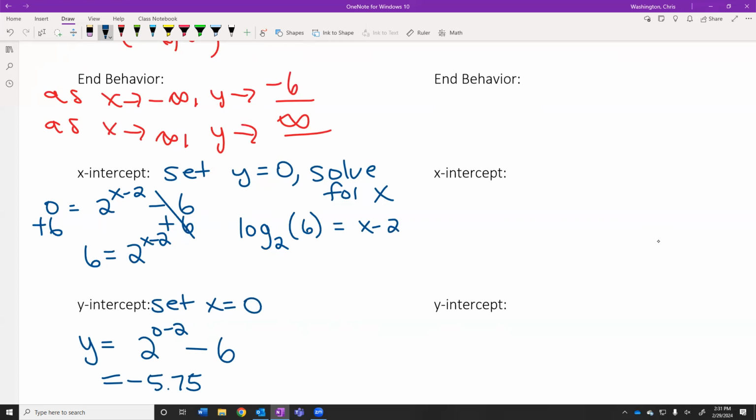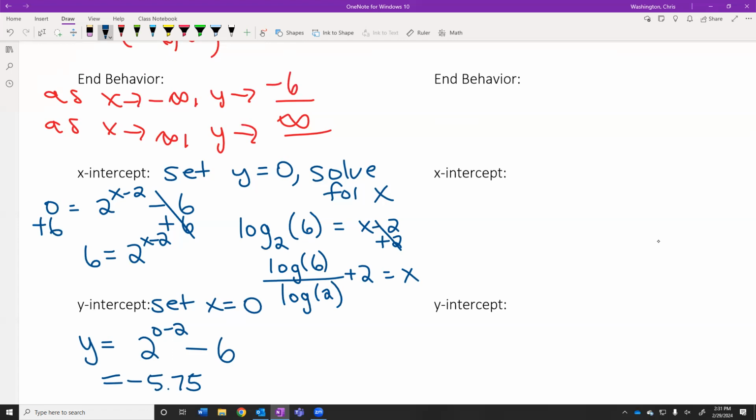Now, for most of us, how are we going to type that left side in the calculator? The fraction button. You're going to put log 6 on top, and you're going to put log 2 on bottom. And now that's equal to x minus 2. So we also need to add 2 to both sides to get x by itself. And that plus 2 absolutely 100% has to go outside the fraction.